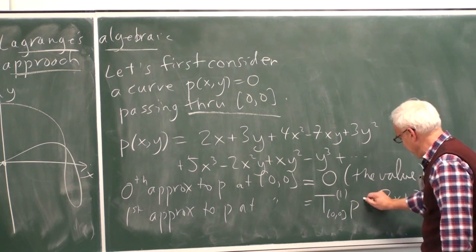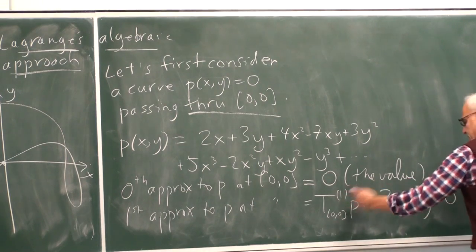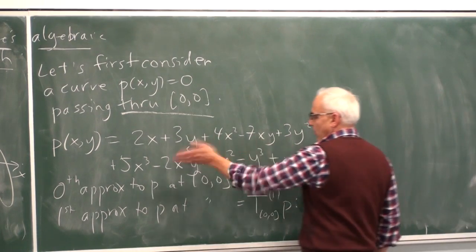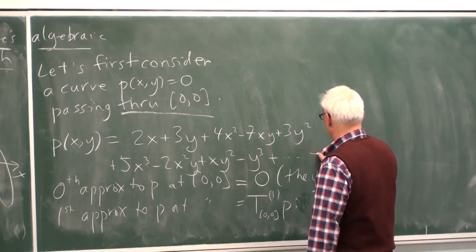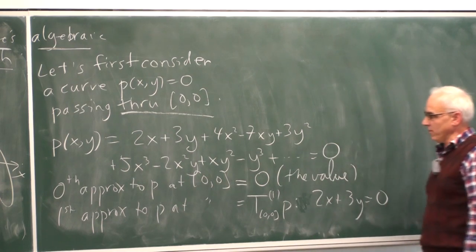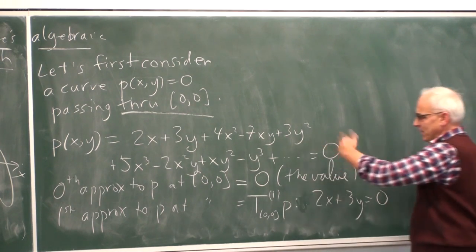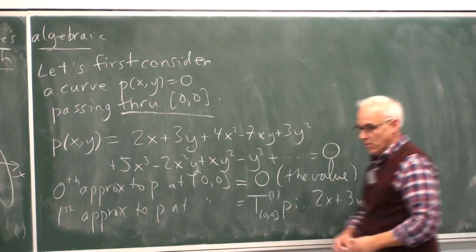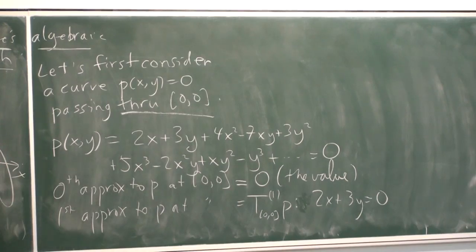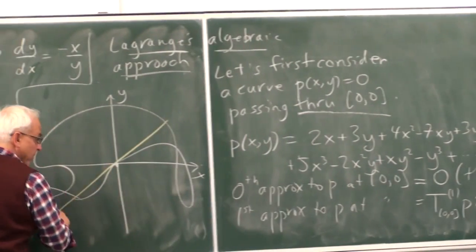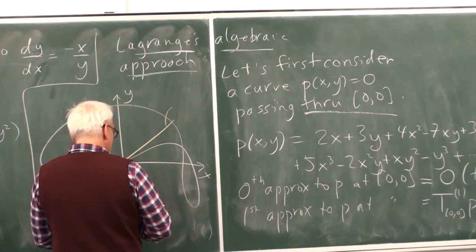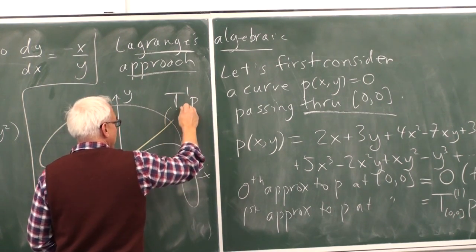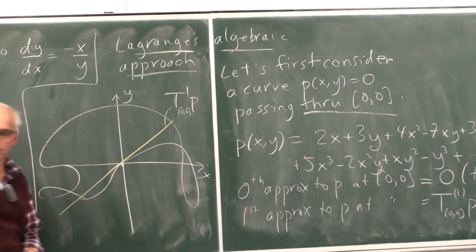Maybe I'll draw it like this, okay? This curve is given by the equation, we just ignore all the higher terms and set everything equal to 0 because that's the curve. The curve is P of xy equals 0. So if we set everything to 0 and then ignore all the quadratic and higher terms, we get the linear equation 2x plus 3y, which of course is the tangent line to this curve at this point. There's the tangent line. T sub 1 of P at the origin.